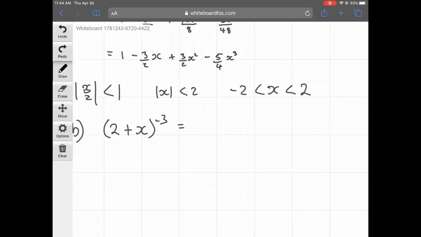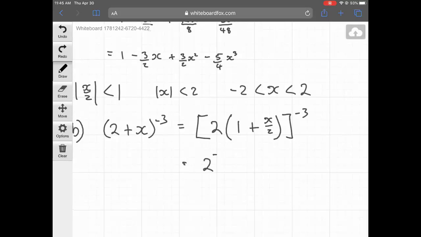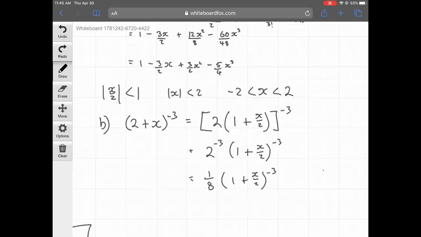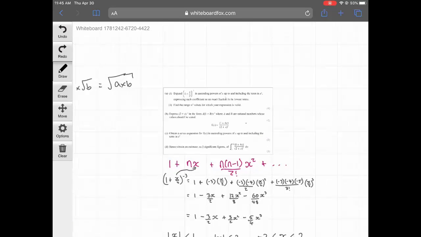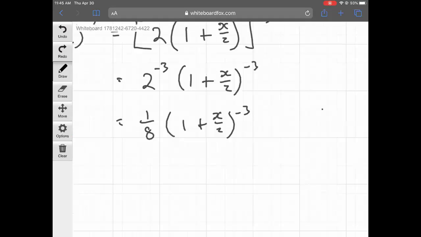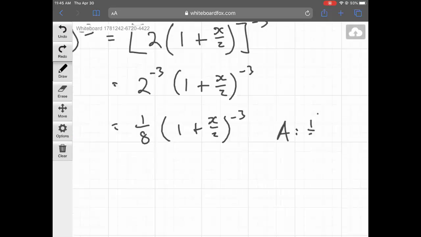Equals. So first of all, I need to factor out that 2. 1 plus x over 2, and it's all to the power minus 3. So now I need to use my rule of indices. This is 2 to the minus 3 times 1 plus x over 2 to the minus 3. 2 to the minus 3 is 1 over 2 cubed, which is 1 over 8. 1 plus x over 2 to the minus 3. So what was it? A was going to be the first one, and B is the coefficient of x. So A is 1/8, and B is 1/2.